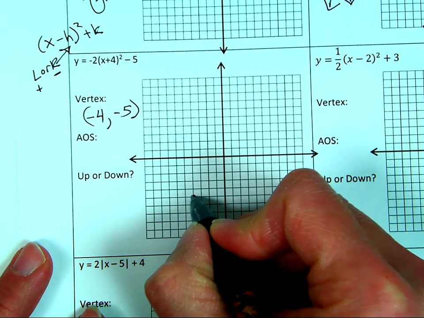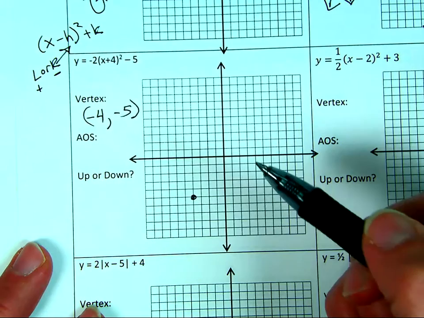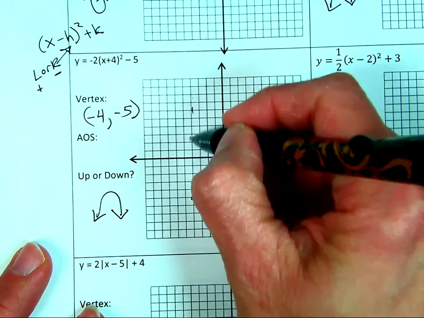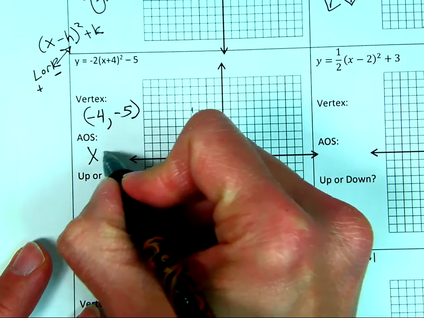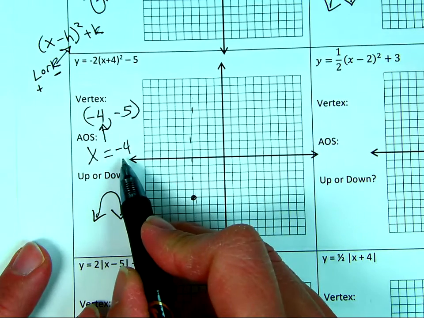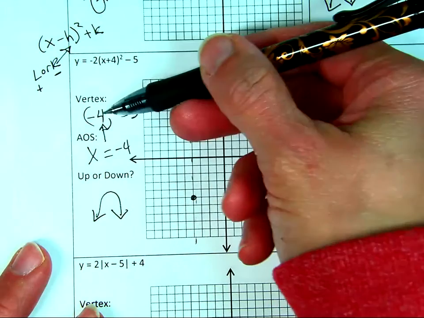And I'm going to notice, is it opening up or down? It's opening down. Okay, that's really important to notice. The axis of symmetry is going to go right through there, so that's just going to be x equals -4. Notice it's always whatever the x is of the vertex, because it goes through the vertex and it's an x equals line. That's why we look at x.